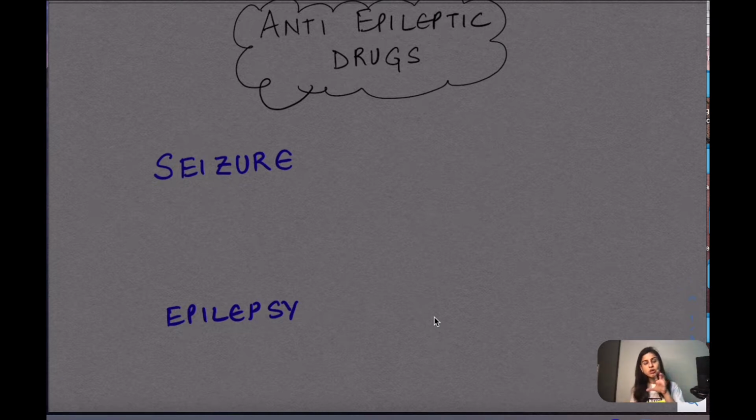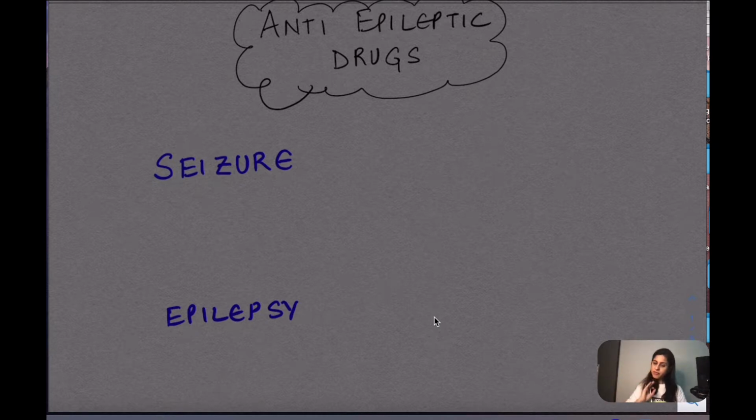Now, before I actually go into the drugs, we'll be doing some general terminologies, and we'll be doing the types of epilepsies, and then we'll be doing the pathophysiology. Only then will it be more clear to you what epilepsy is all about, and how you can target those different pathophysiological features. Right, so let's get started now.